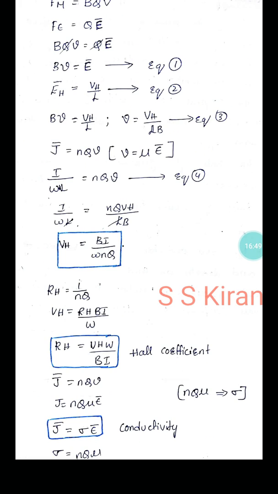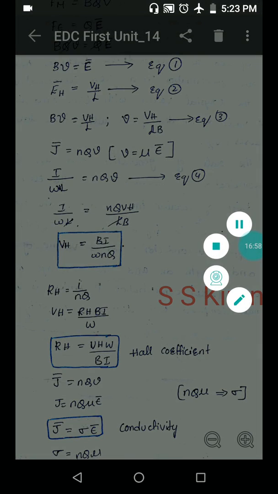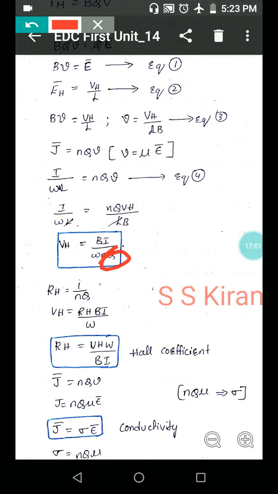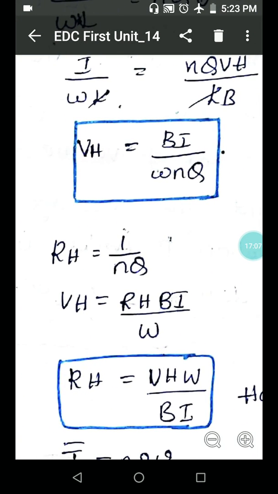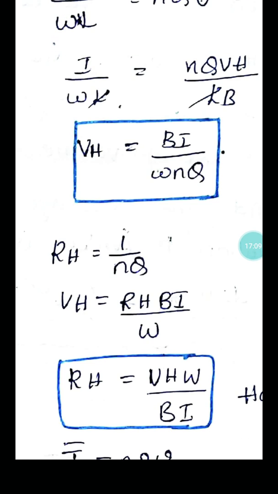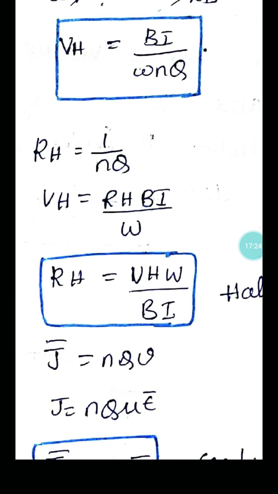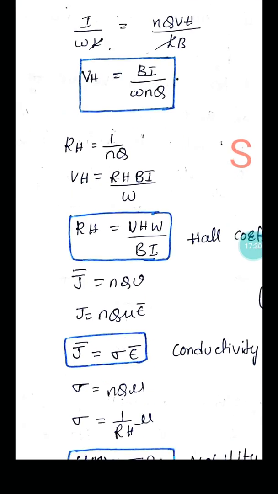What about RH? RH is the Hall coefficient. So RH is also called 1 by NQ. Now replace NQ value with RH. Finally we get VH is equal to RH into BI by W. Please remember this is the expression with the replacement of RH. Now finally RH is equal to VH into W by BI. RH is nothing but the Hall coefficient.